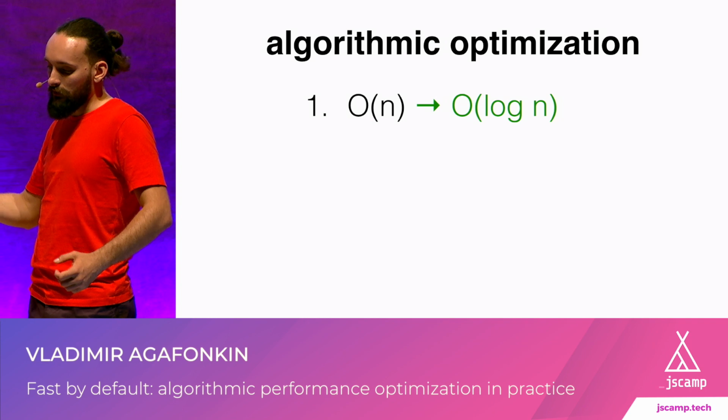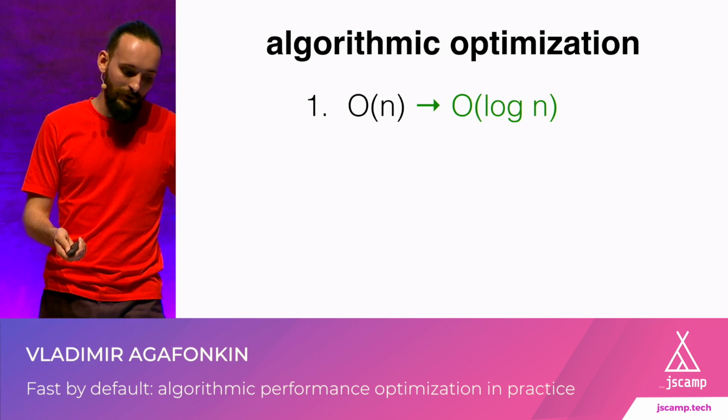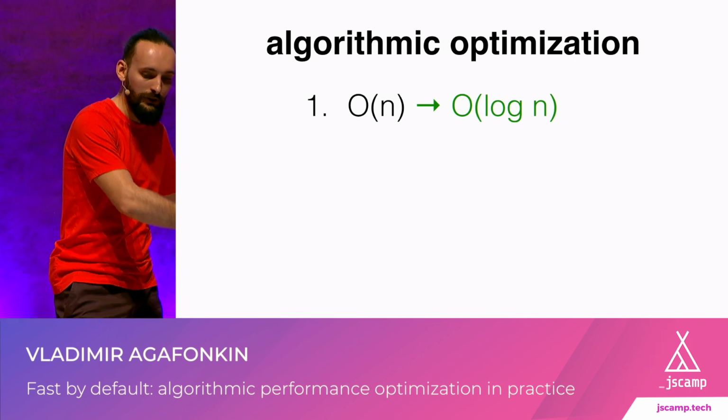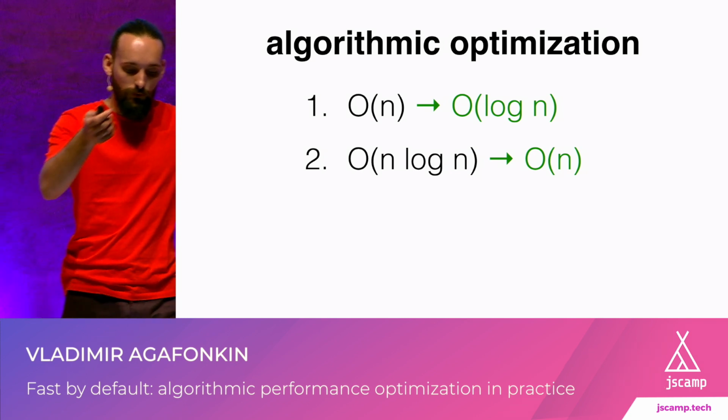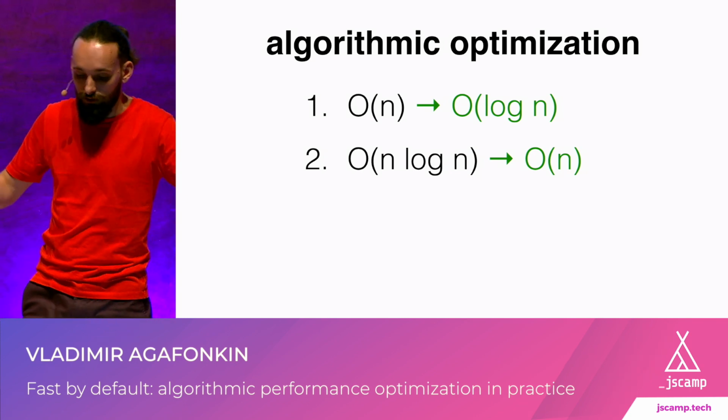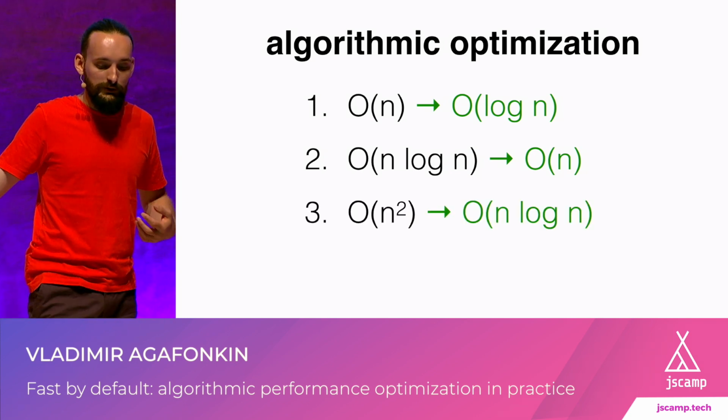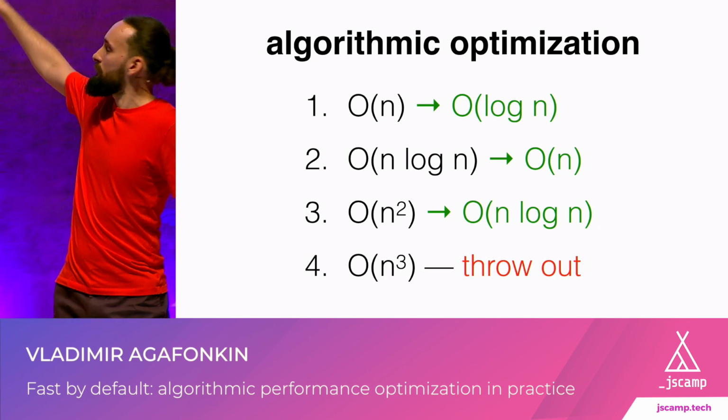So algorithmic optimization is trying to reduce the complexity from linear to logarithmic, from n log n to linear, etc. And of course, cubic you just throw out.